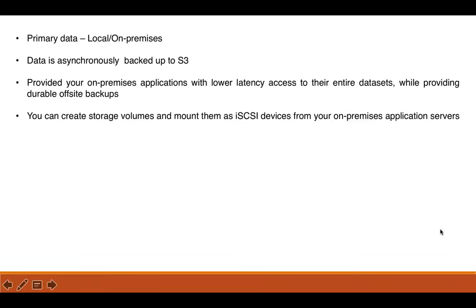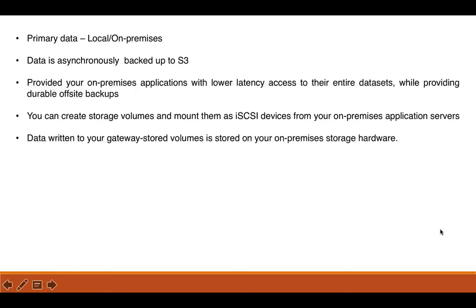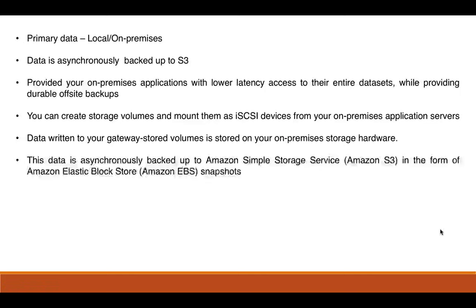You can create storage volume. Data related to your gateway stored volumes is stored in the on-premises storage hardware. I've explained this thing. Any data that you write down on the volume storage is written on your local disks. The data is asynchronously backed up to S3 in the form of snapshots.